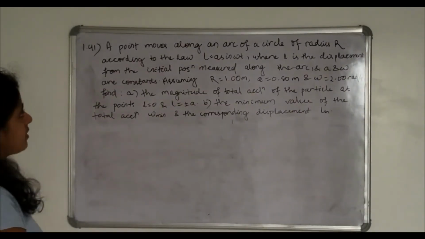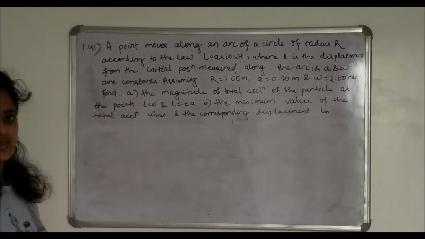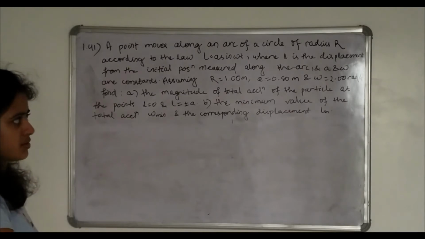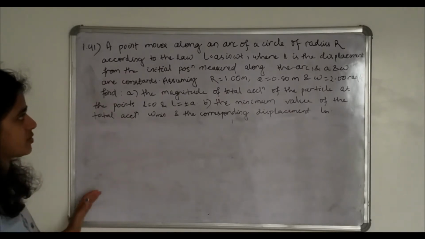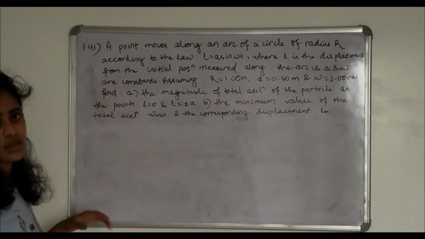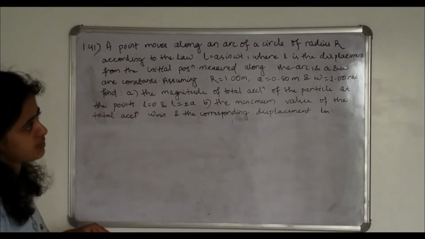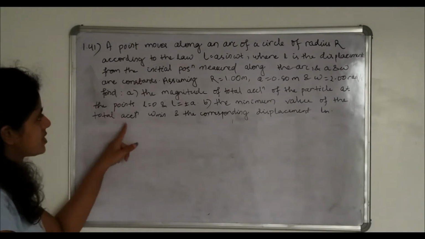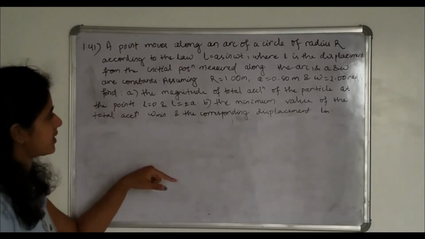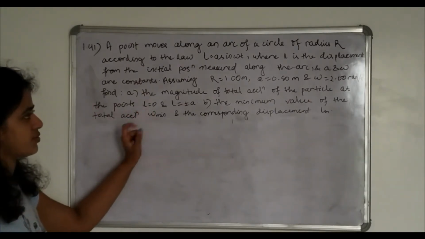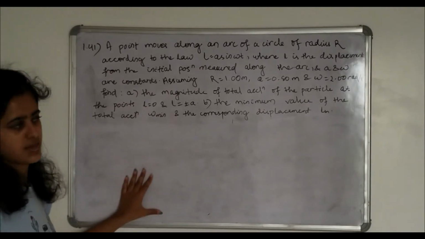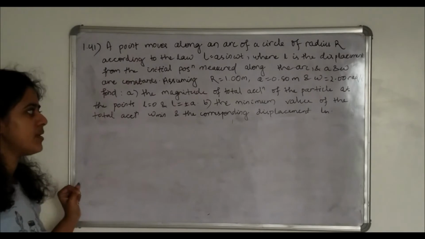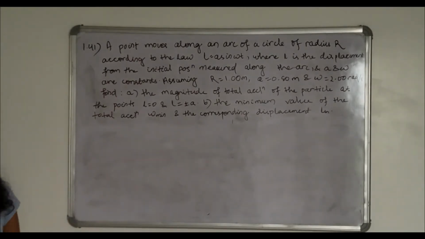Circle of radius r. According to the law, L is equal to a sin omega t, where L is the displacement from the initial position measured along the arc, and a and omega are constants. Assuming r is equal to 1 meter, a is equal to 0.80 meter, and omega is equal to 2 radian per second. Find, first, the magnitude of the total acceleration of the particle at the points L is equal to 0 and L is equal to plus minus a. And the second question is the minimum value of the total acceleration omega minimum and the corresponding displacement Ln.